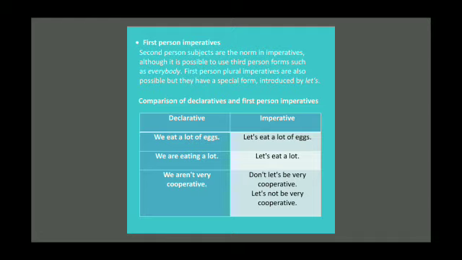We are eating a lot. Let's eat a lot in imperative. And then declarative: we are very cooperative. In imperative it should be: don't let's be very cooperative, or it can be: let's not be very cooperative.